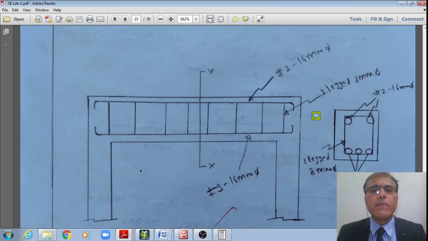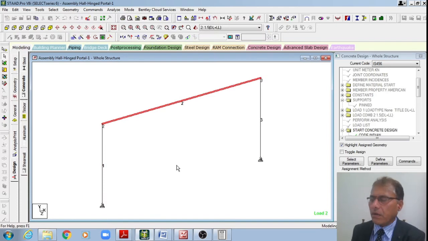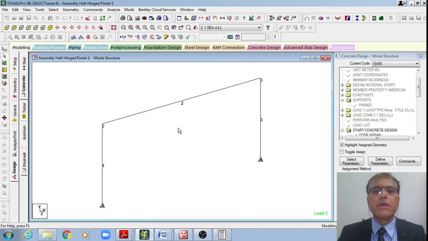Now let us see the analysis results, confirming whether they are in line with that of this one. Now let us see that.